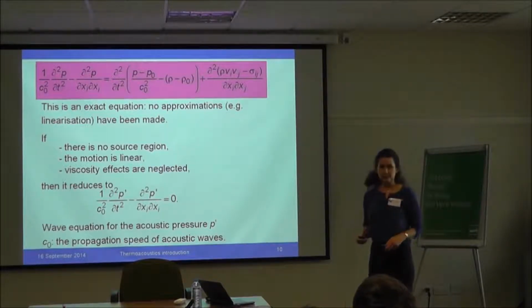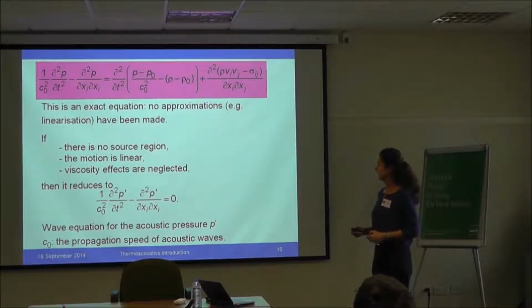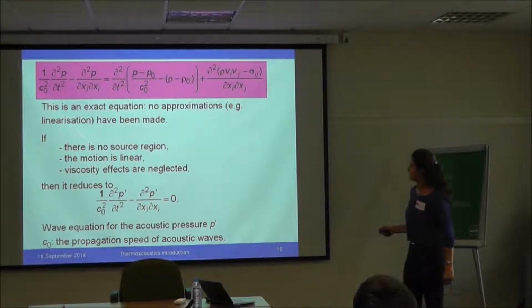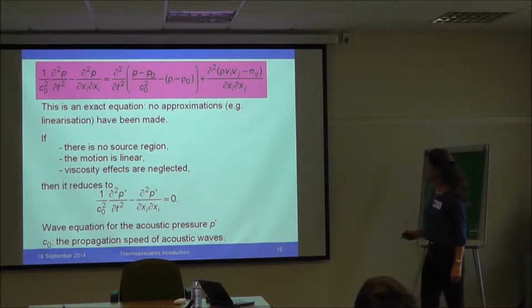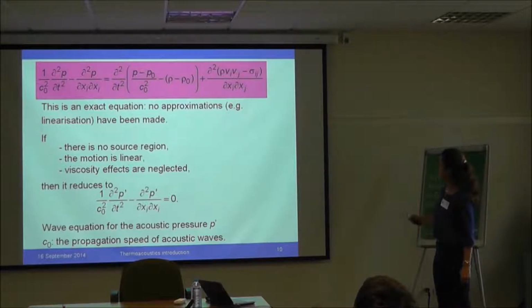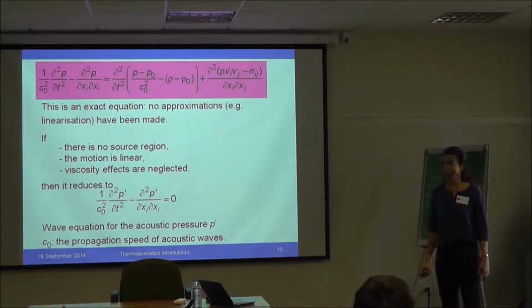Let's just see what happens if we consider a simpler case, a case where there is no source region, no vorticity, no heat added, no heat sources, where the motion is linear and where the viscosity effects can be neglected, so that sigma ij is 0. In that case, the whole right-hand side is 0, and what we get is the well-known wave equation for the pressure in an unbounded medium without any sources.